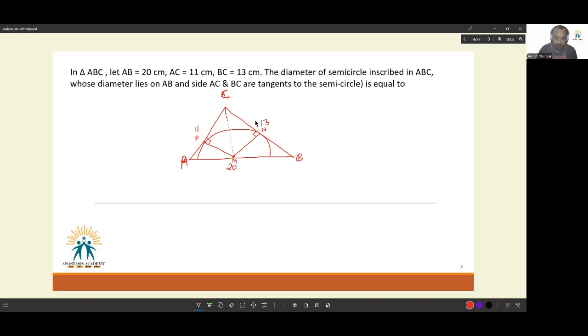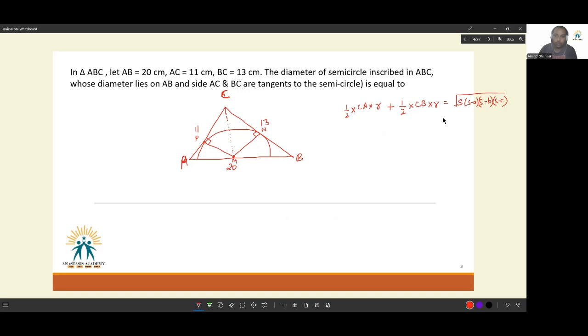So area of CAM will be half into CA into the radius of the semicircle, plus the area of triangle CMB. CMB will be half into CB into the radius. And these two triangles together will be equal to the area of the entire triangle. Now, area of the entire triangle, while all three sides are known, is given by Heron's formula, which is the square root of S into S minus A into S minus B into S minus C.